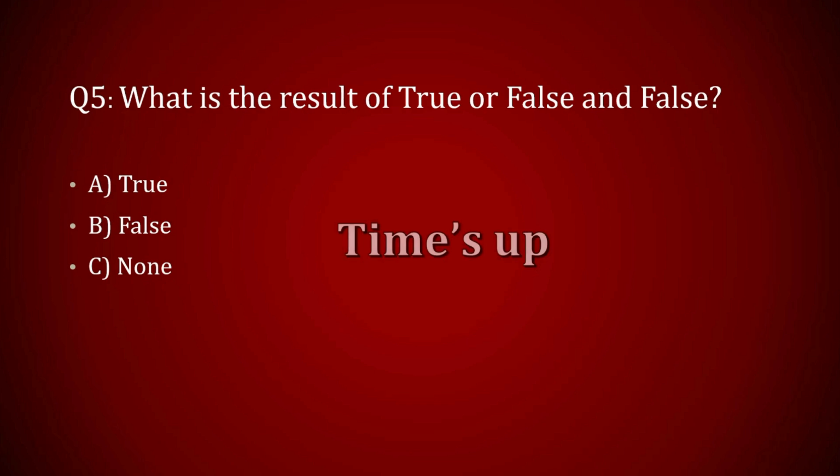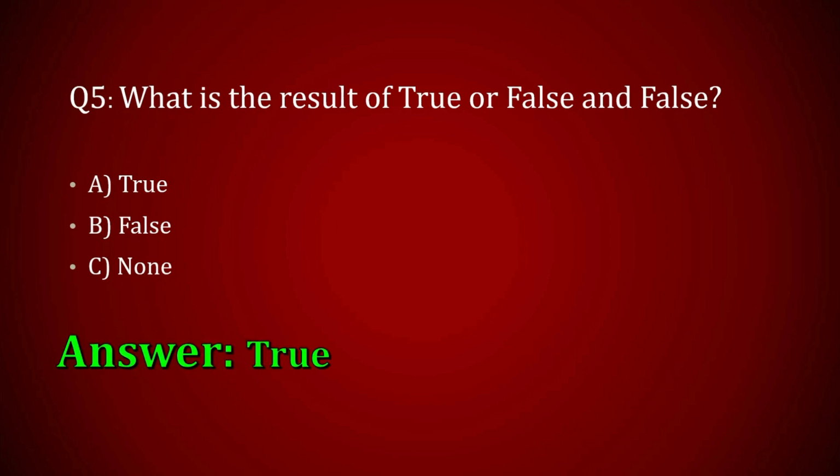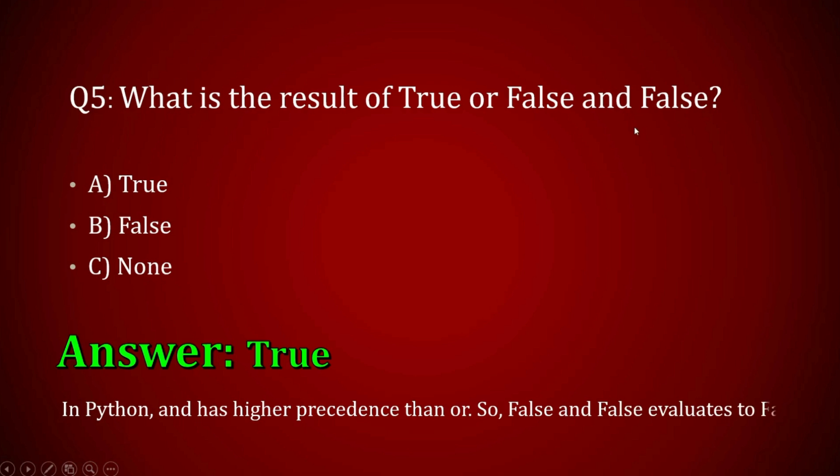Time is up. Let's reveal the answer. Answer is true. Let's see. In Python, and has higher precedence than or. So that's why firstly it performs the operation and. So now it performs false and false. When both are false in the AND case, the output will be false, right?